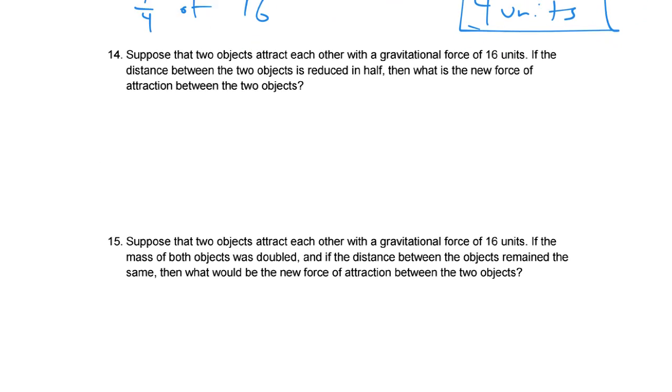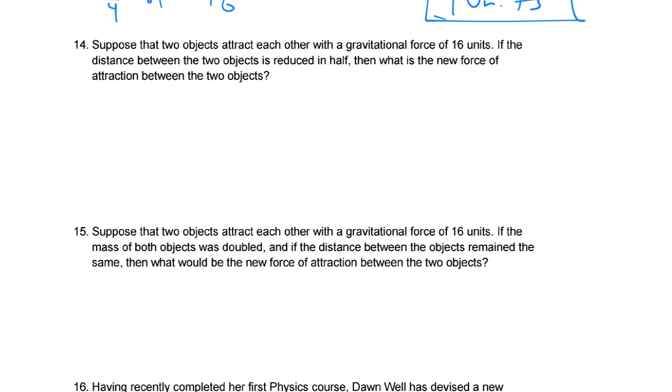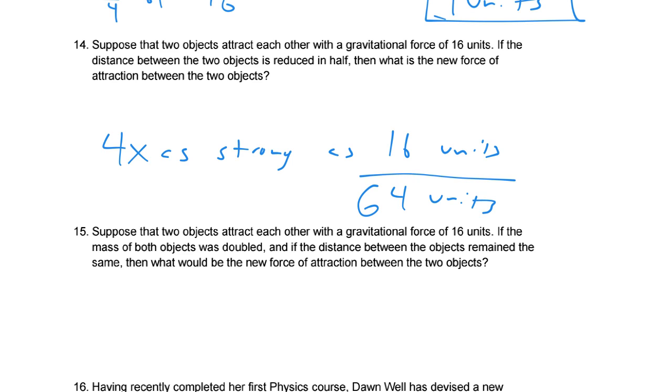All right, so suppose the two objects, again, have a force of 16, but the distance is reduced in half. So if doubling it made it 1/4 as strong, then cutting that distance in half should make it 4 times as strong. So 4 times as strong as 16 units. That is 4 times 16, 64 units. So we can see small changes in distance actually have pretty big implications for force.